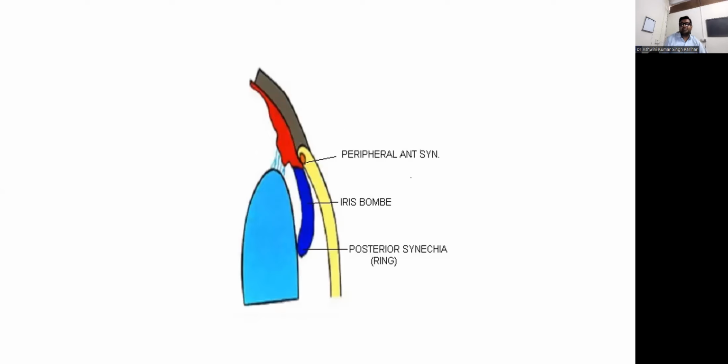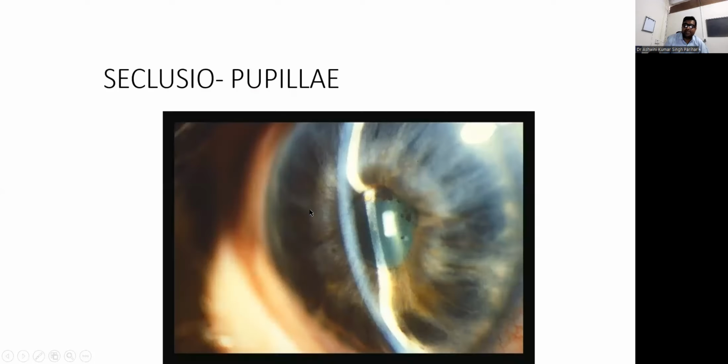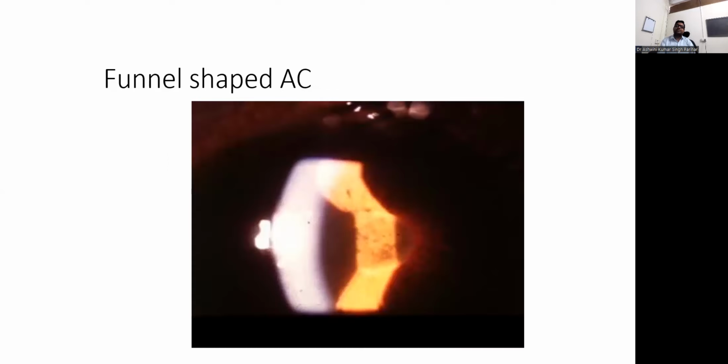Another thing is, this is the place where you can see the peripheral anterior synechiae, which lead to the formation of bulging of the iris, that is anterior synechial formation. This is the iris bombe. That's a picture of occlusio pupillae with a proper funnel-shaped anterior chamber or iris bombe formation.